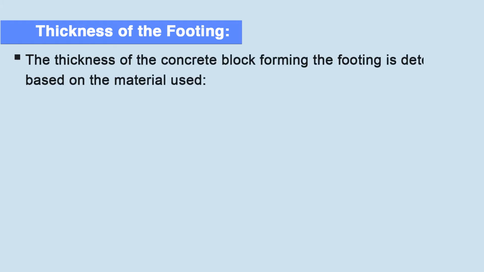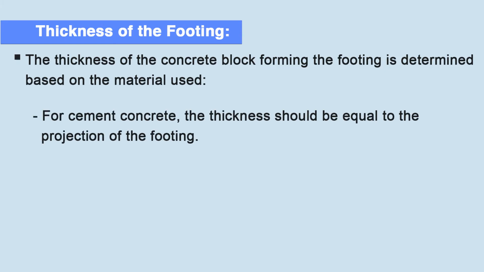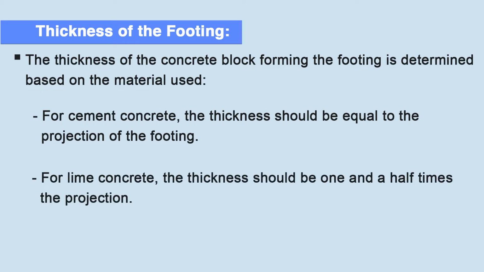Then the next is thickness of the footing. The thickness of the concrete block forming the footing is determined based on the material used. For cement concrete, the thickness should be equal to the projection of the footing. For lime concrete, the thickness should be 1.5 times the projection. This variation is due to the differing load bearing properties of cement concrete and lime concrete.